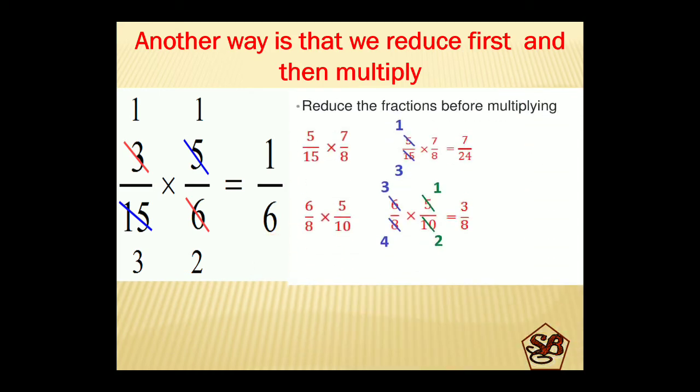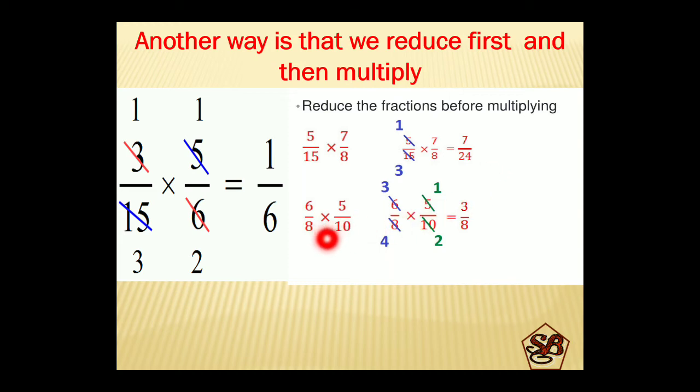Let's take some more examples. 5 by 15 into 7 by 8. Again, 5 ones are 5 and 5 threes are 15. Now we cannot cancel 3 and 7, or 3 and 1. And we cannot cancel 8 and 1, or 8 and 7. So we multiply whatever is left. 1 sevens are 7 and 3 eights are 24. The answer is 7 by 24.